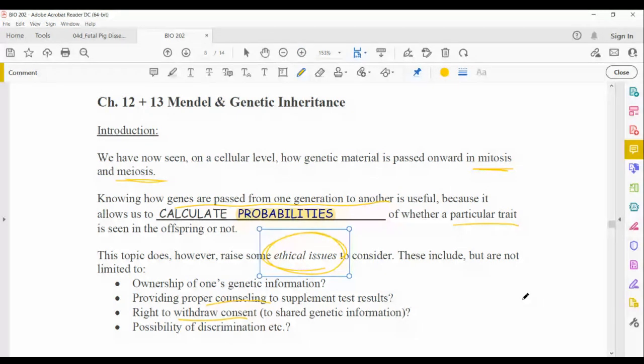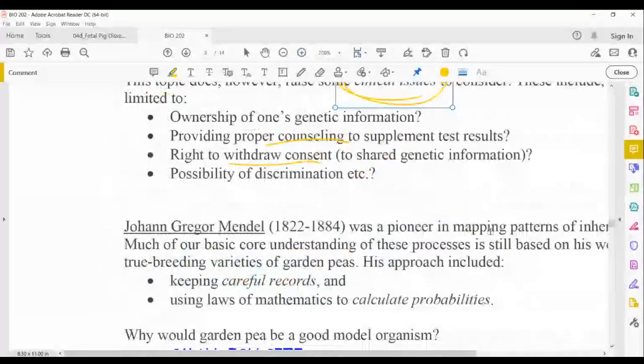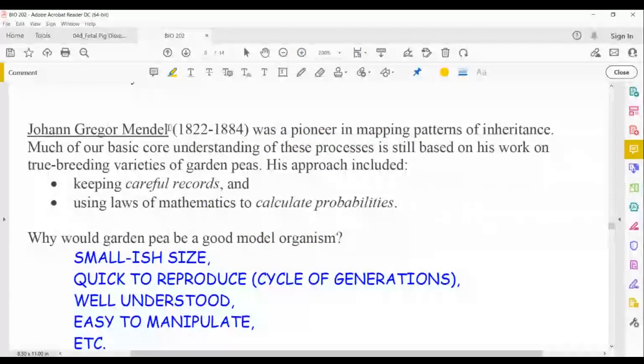The guy that we talked about largely when we talked about the probabilities and how traits are passed onwards was, of course, our good friend Gregor Mendel.